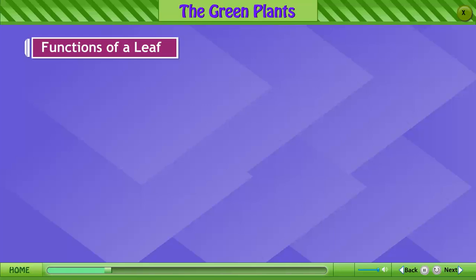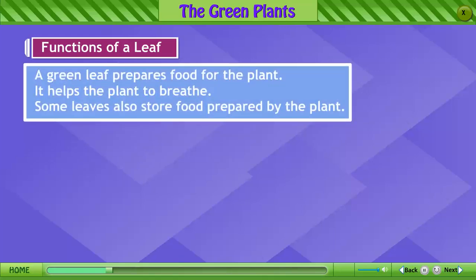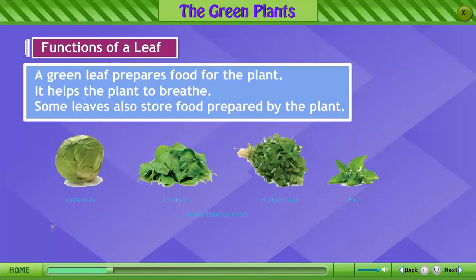Functions of a leaf. A green leaf prepares food for the plant. It helps the plant to breathe. Some leaves also store food prepared by the plant. Cabbage, spinach, fenugreek, mint. Leaves used as food.